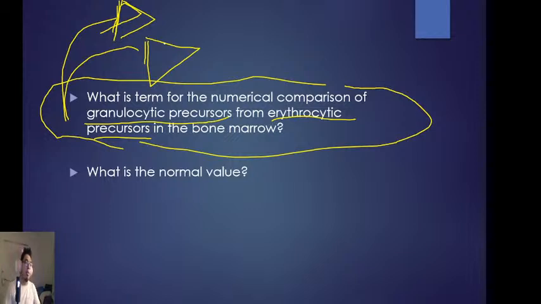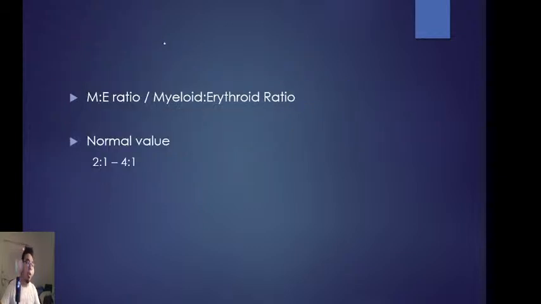Alright, so what do you mean by the normal value of the ME ratio? Sir, pati ba naman ang ME ratio meron? Yes, there's a normal ME ratio. And the normal value is 2:4:1. Alright? 2:4:1. It's a ratio, so you always put a colon between the numbers, okay? Alright? Clear? Clear ang concepts?